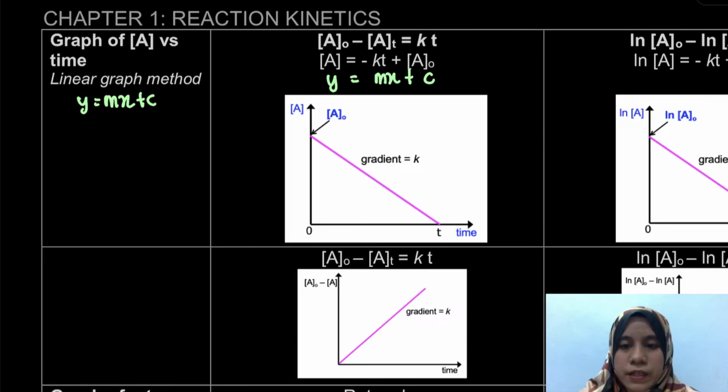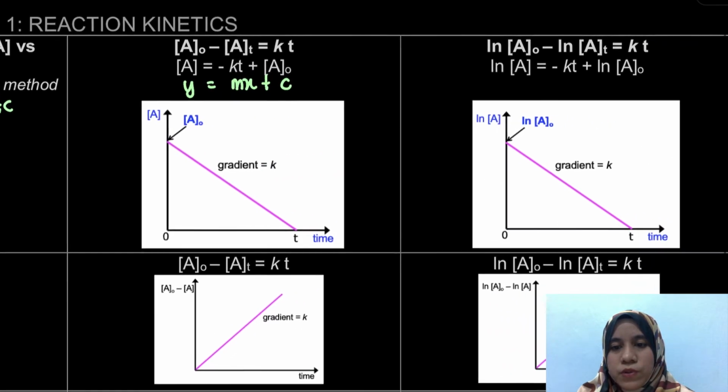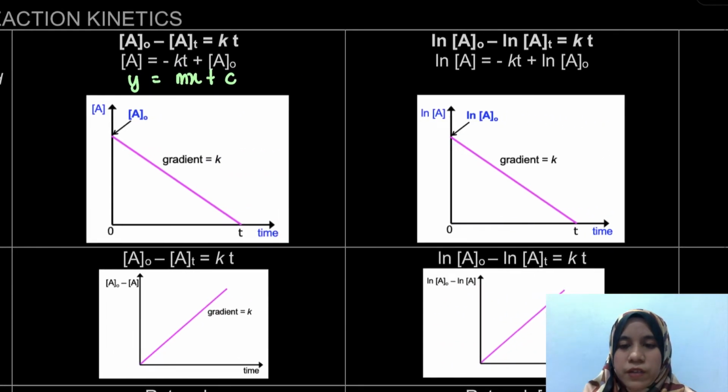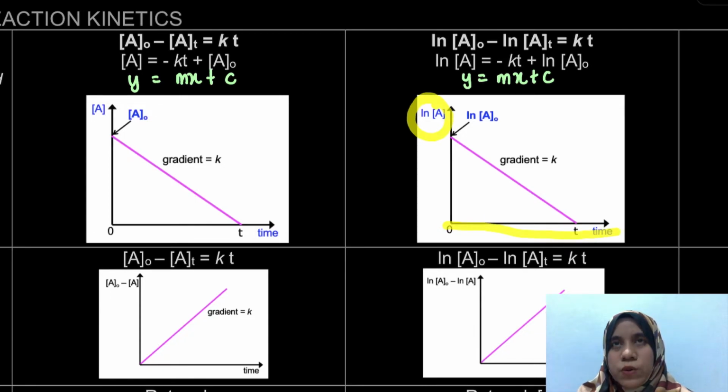So the initial concentration will become the y-intercept. The y-axis is the concentration itself, and x will become the time. For the zero order reaction, as we can see here, it has a negative sign, so it has a negative slope. Our gradient is actually our rate constant. The same goes for first order, but the difference is that y is ln [A]. Make sure the x-axis is still time. It's just that y has to change into ln [A].